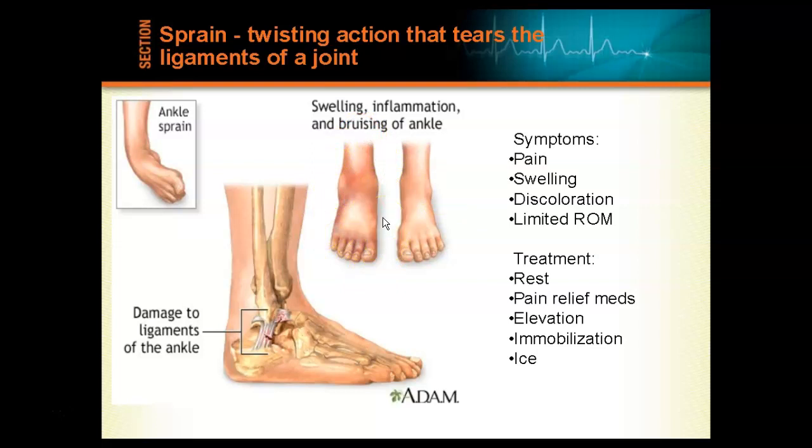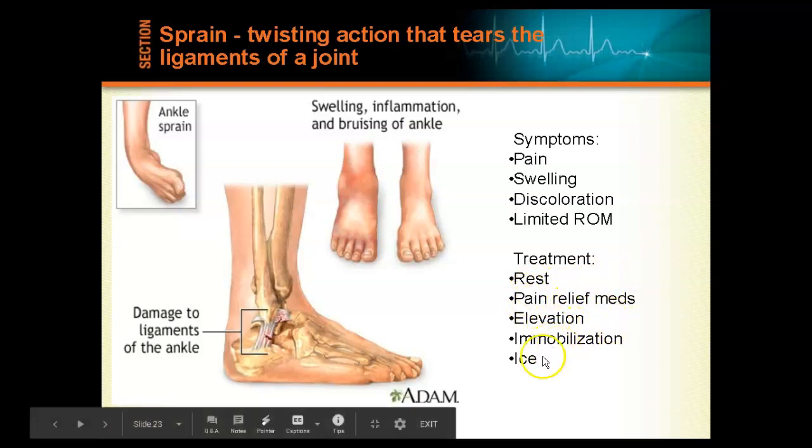There's no way to tell if an ankle or a wrist or any extremity is broken or sprained without an x-ray. If you showed me this, I would say you're going to have to go get that checked because there's no way for me to tell just looking at it whether it's broken or sprained. The treatment, once we realize it's just a sprain, not a break, is rest, pain relief meds, elevation, immobilization, and ice. Those are your treatments for a sprain.